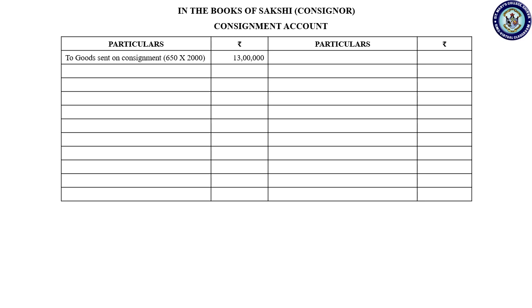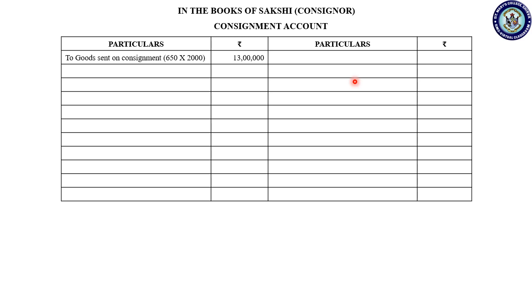Okay, now if there is any loading price, then here you have to write goods sent on consignment, 650 into 2,000 into the loading price. But in this problem there is no loading price. Next we'll move on to the next one.